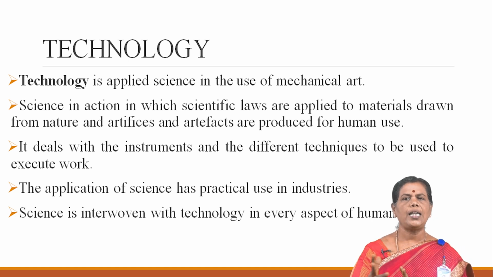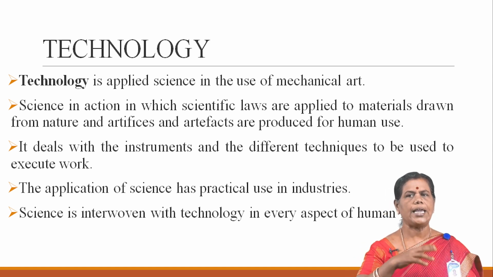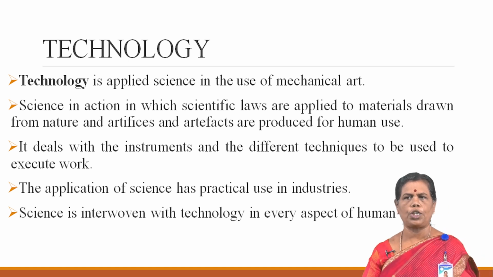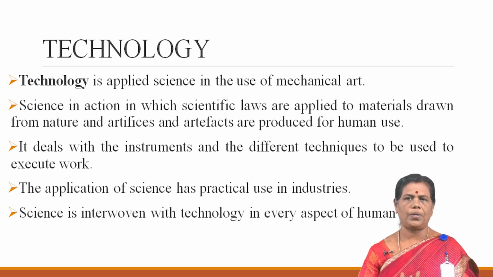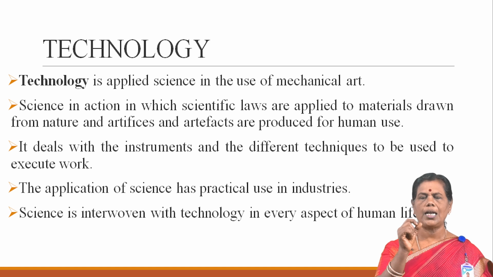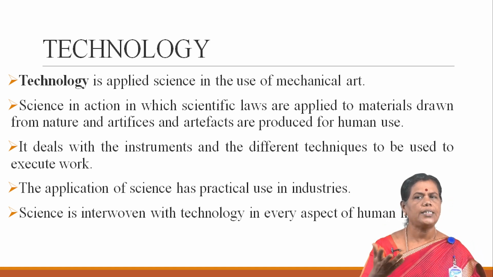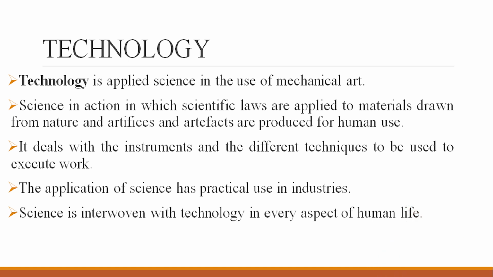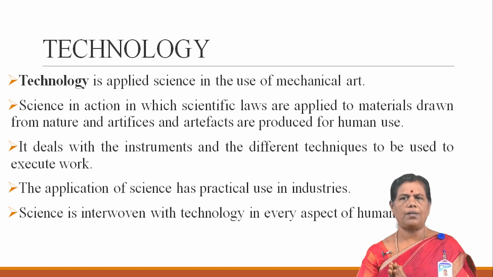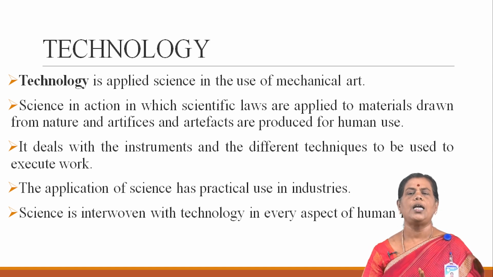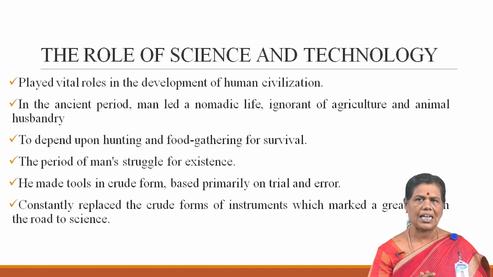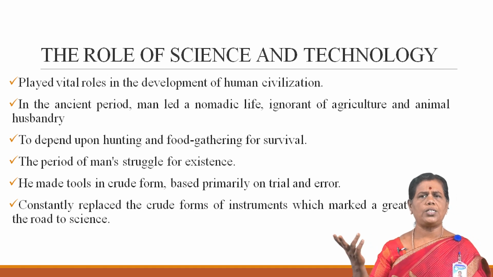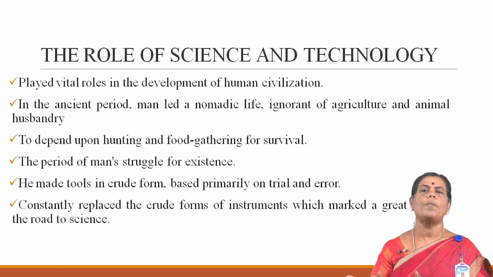Technology deals with the instruments and the different techniques. You know, from the word techniques, technology is derived, to be used to execute work. So, the application of science has practical use in industry. Science is interwoven with technology in every aspect of human life. That means, in our life, science and technology, these two are the most essential things. By that we can get a sophisticated life.